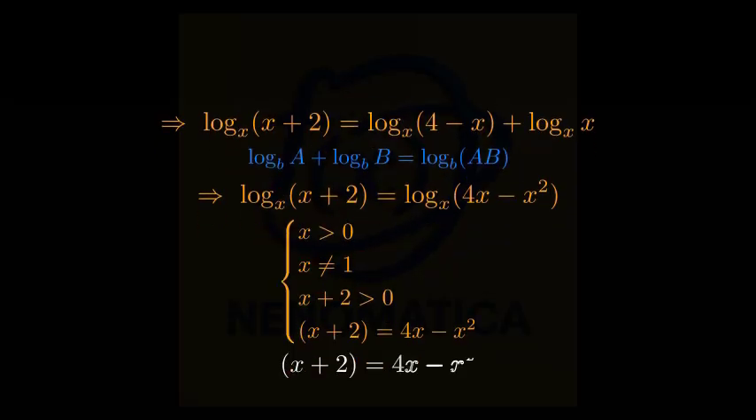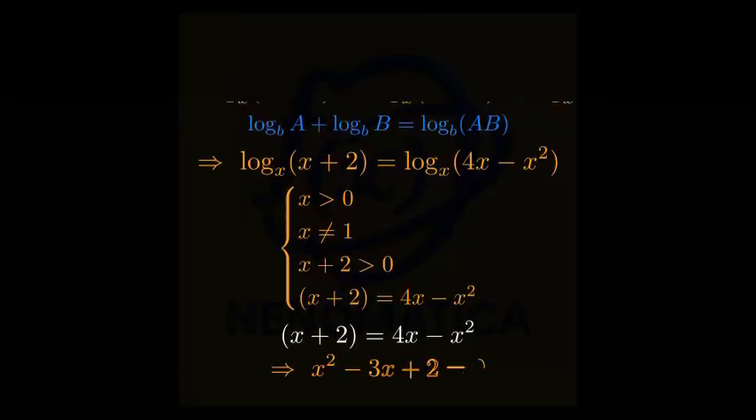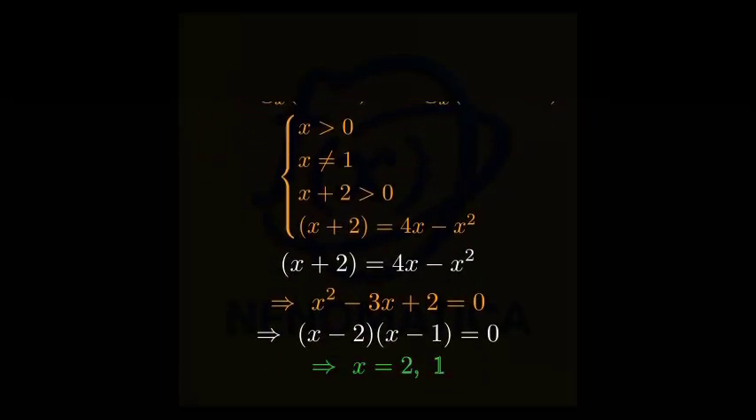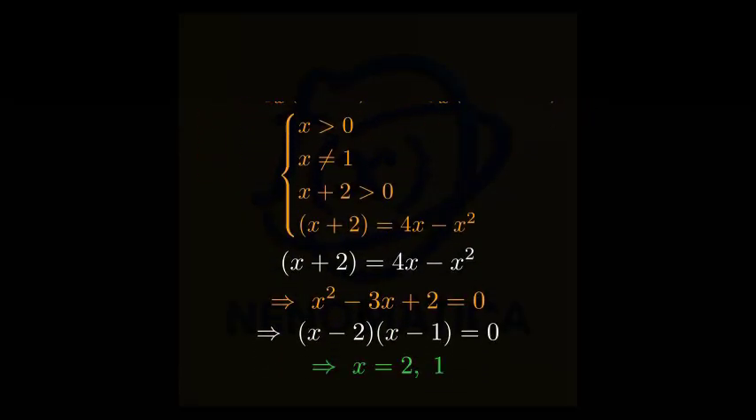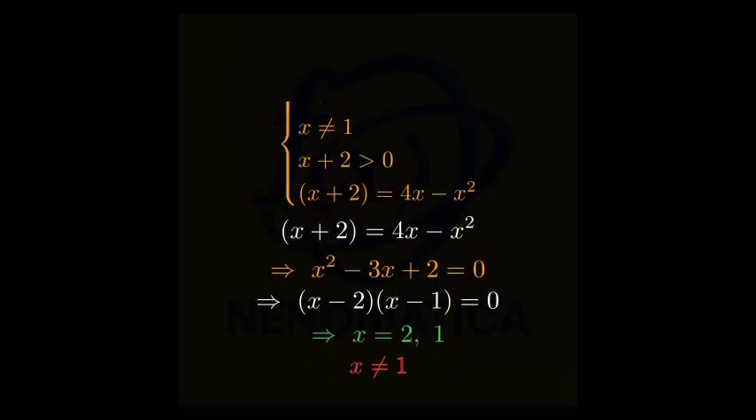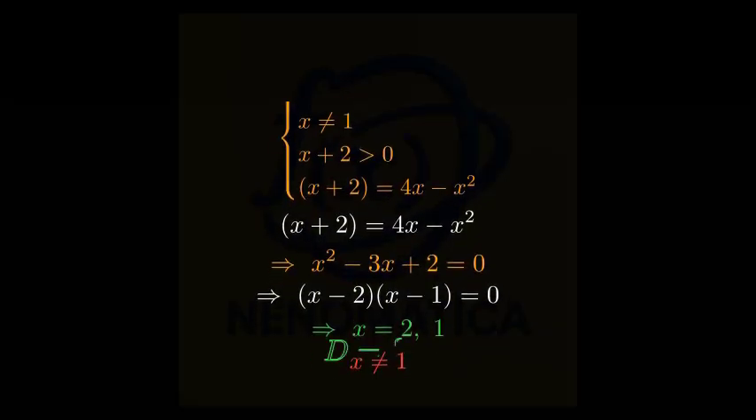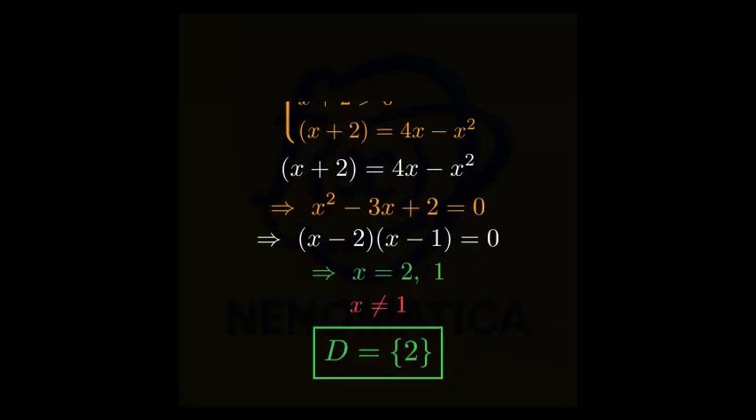Step 6. Enforce the domain conditions. We must have x greater than 0 and x not equal to 1. Therefore, discard x equals 1. The final solution set is the single value 2. Recap. We replace the 1. The final solution set is the single value 2.